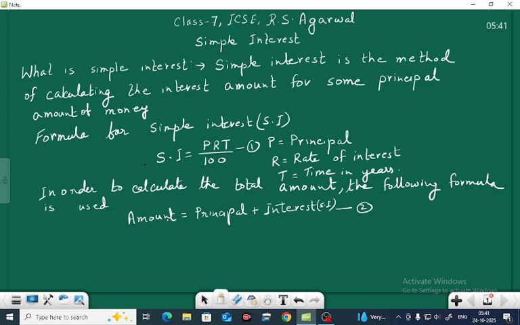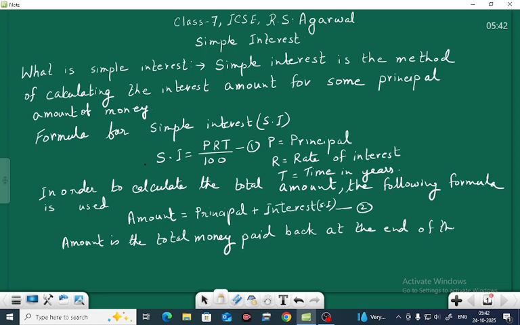What is the amount? Amount is the total money paid back at the end of the time period for which it was borrowed.